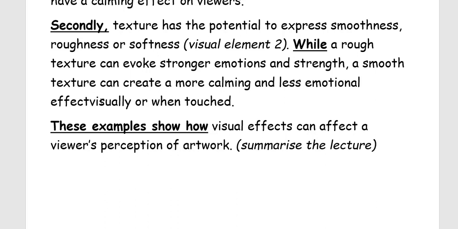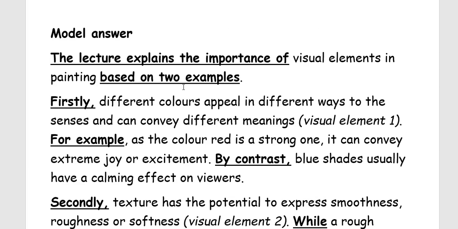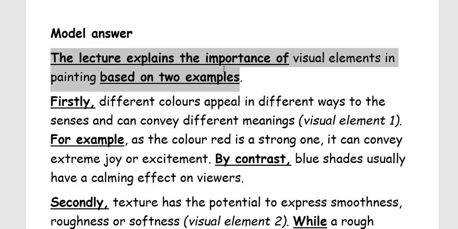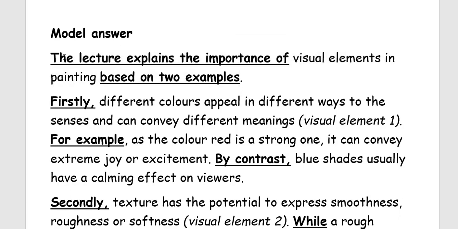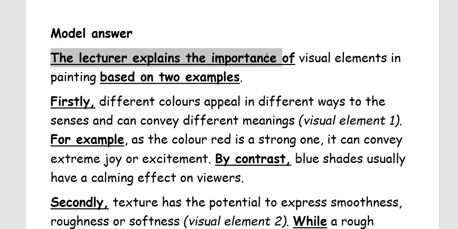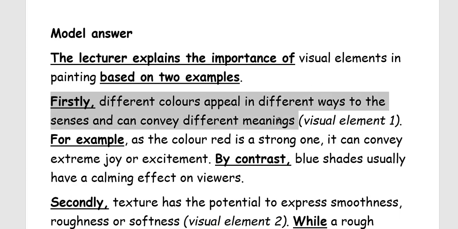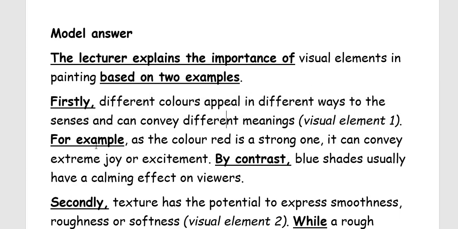Now let's look at the structure of my response. Okay, firstly, you must explain the main idea. So you should say the lecturer explains the importance of. Okay, and then based on 2 examples. And then firstly, talk about the first kind of visual element. Okay, and then give 1 specific example, and you use the phrase by contrast when you want to talk about the opposite situation.